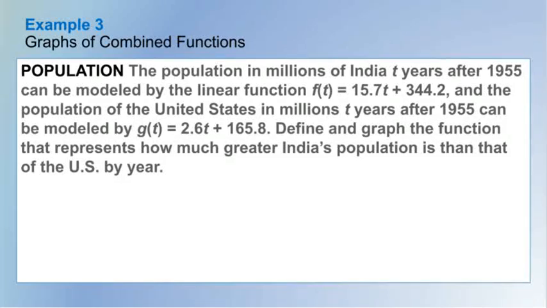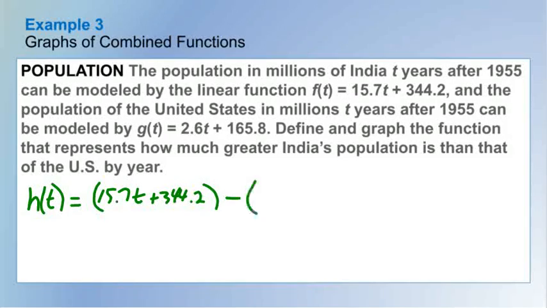So we're going to have a new function, and we'll just make this one h of t. h of t, I'm going to take my f of t, which is 15.7t plus 344.2, and we need to subtract, because we want to find out how much greater, means we're comparing 2.6t plus 165.8.